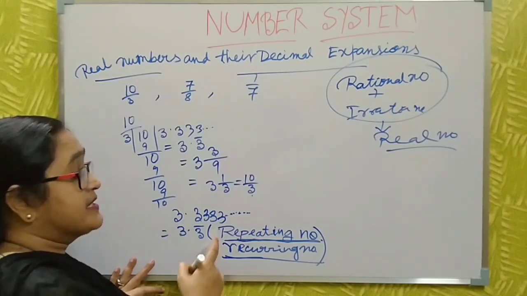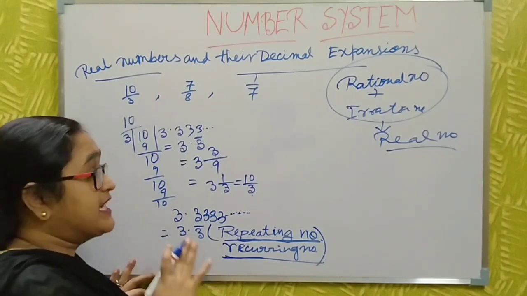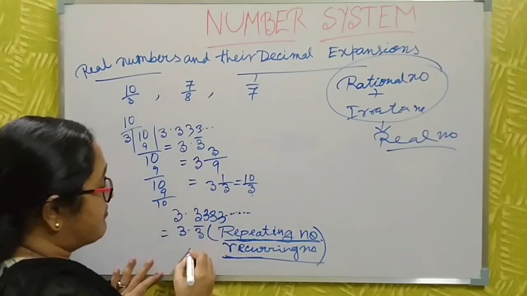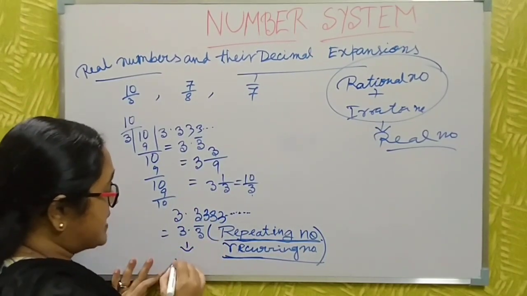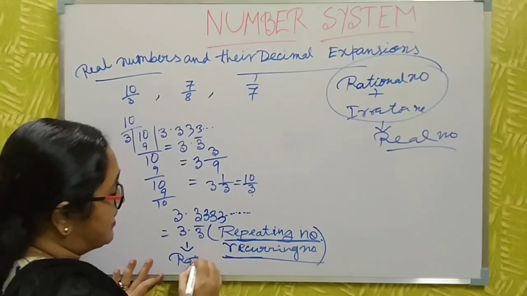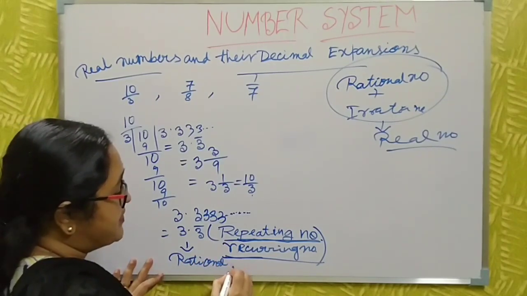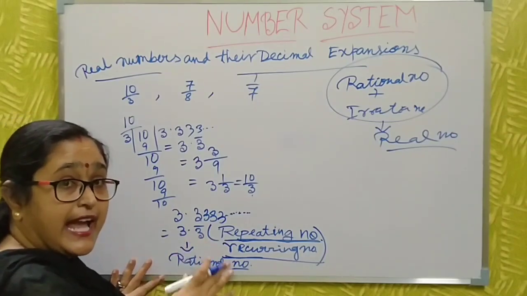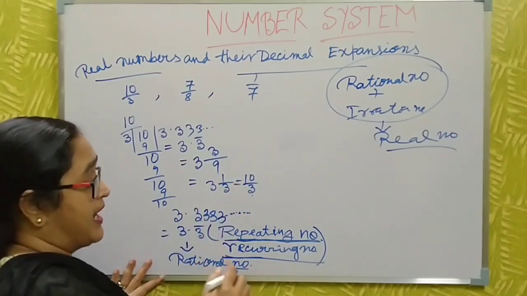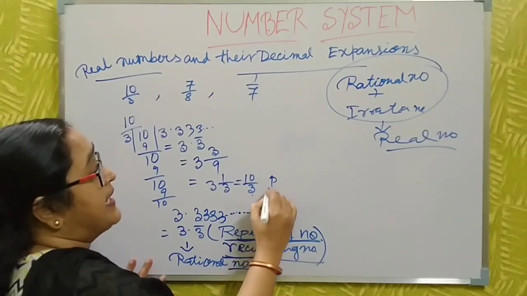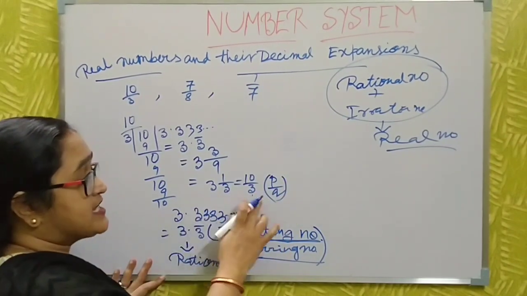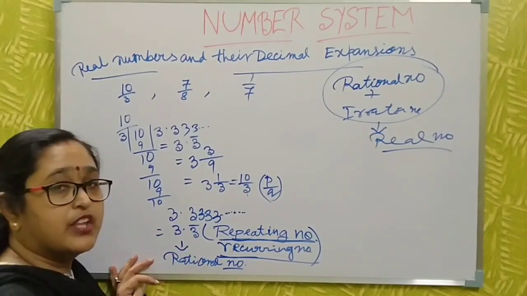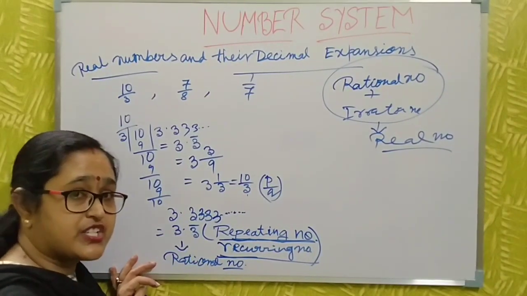A recurring number, a number whose decimal expansion repeats, must be a rational number, because you can express this number as P by Q. This is also a rational number.